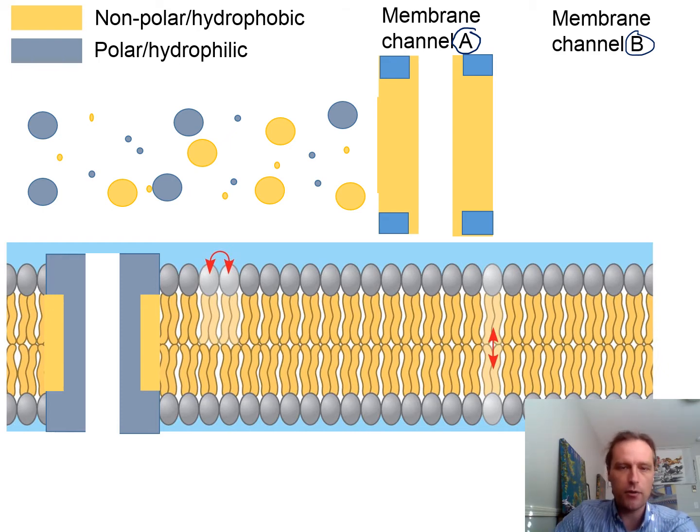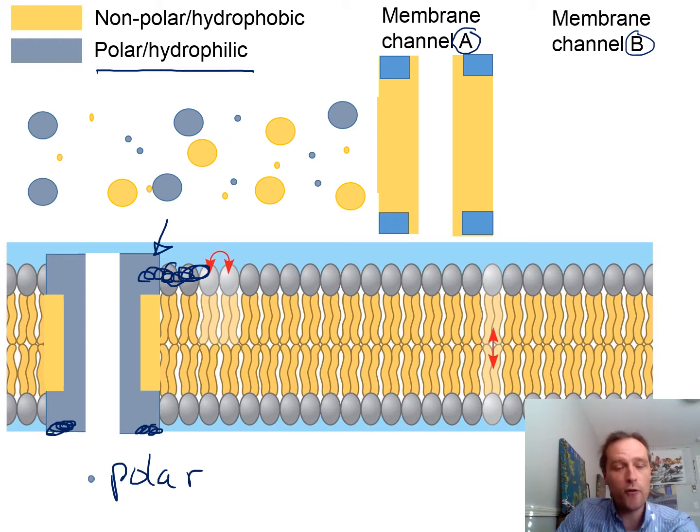Notice I have color-coded the membrane channels as well. This part is polar or hydrophilic, and so that's why it is near other polar hydrophilic molecules on the outside or on the inside of the cell as well. Notice the interior of it is also polar and hydrophilic, which means that polar or hydrophilic molecules can pass through it, but nonpolar and hydrophobic molecules would have a harder time because they are repelled.